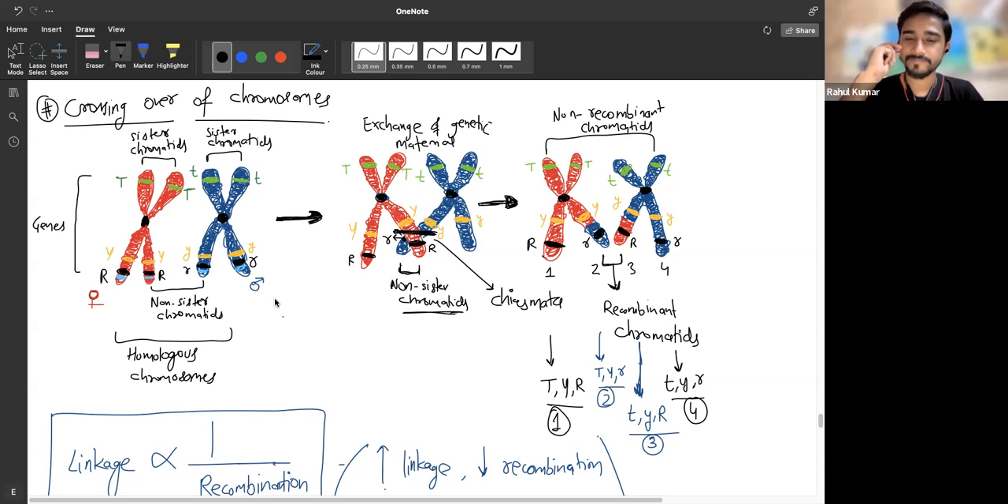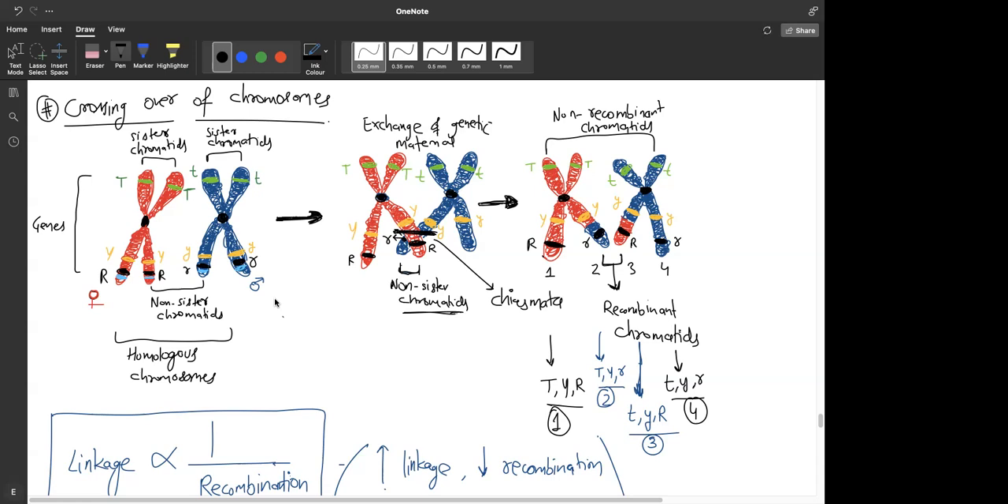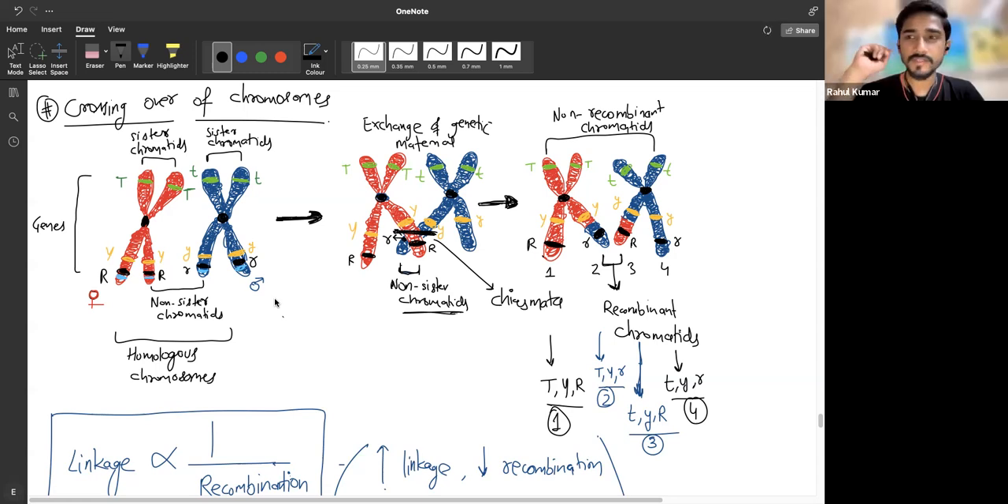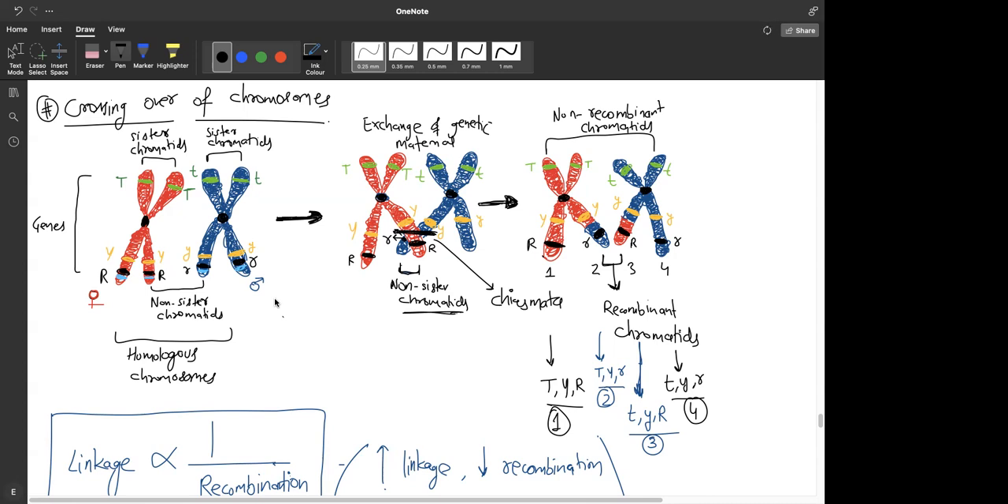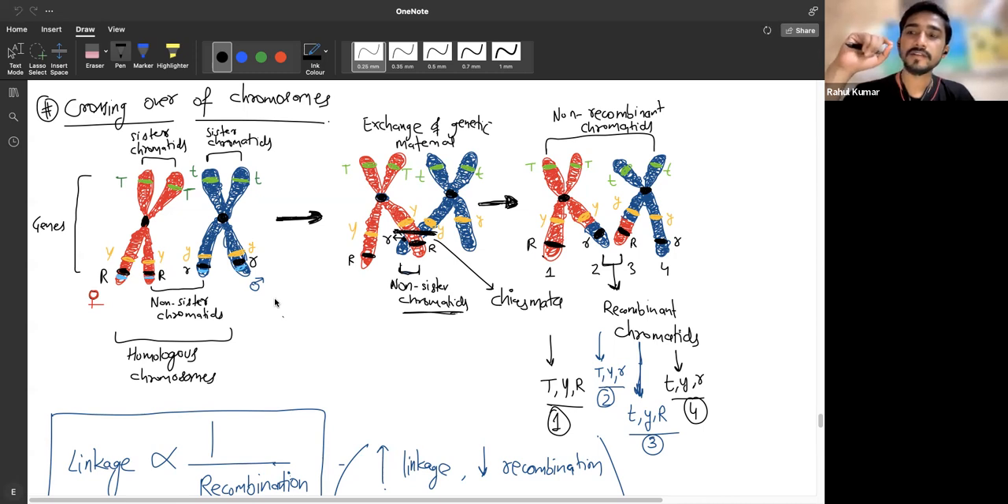which leads to other mutations and, no, not mutations here. Mutation is a different thing, which has not come yet. This leads to recombination. Mutation is the change in the genetic code. No change is happening here. It is just exchange happening. There's a difference between change and exchange, right?